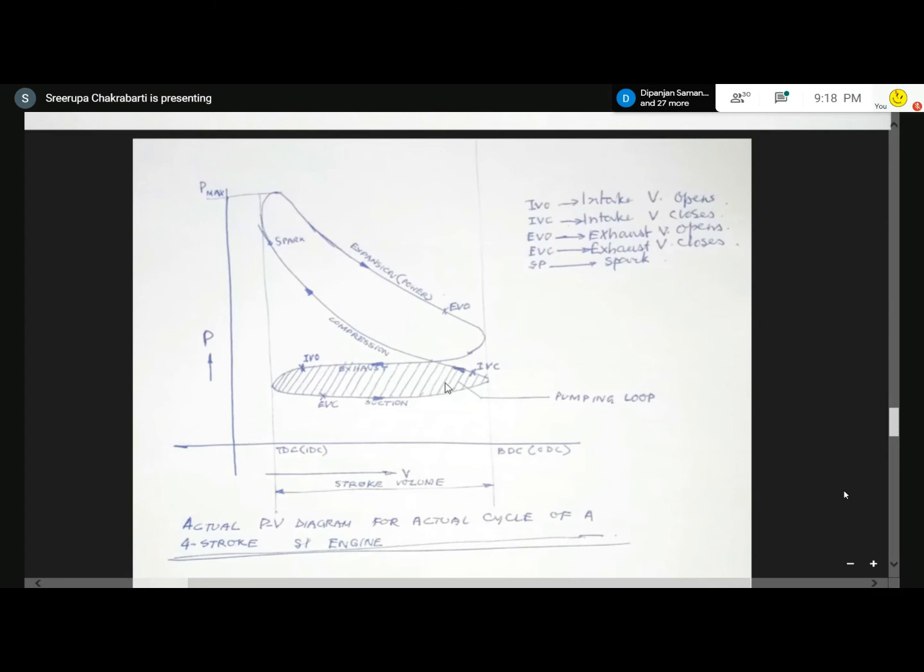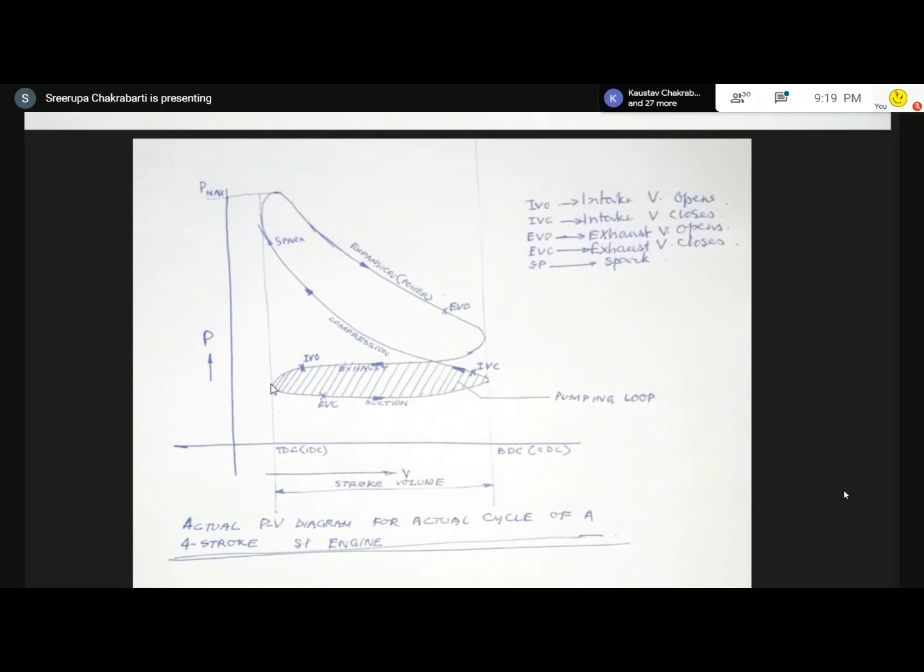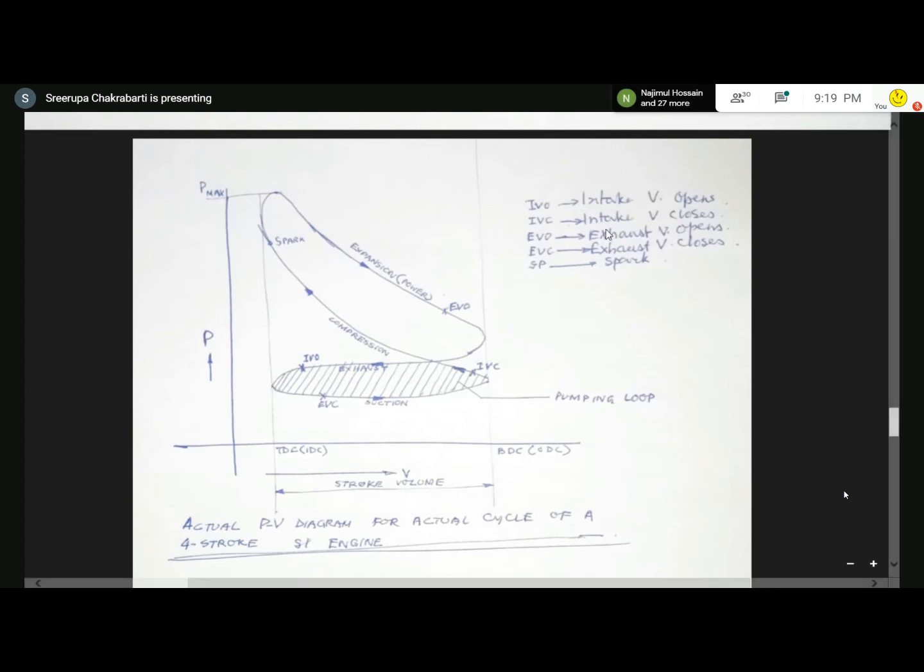For the exhaust to occur, the gas has to be slightly above the atmospheric pressure, so that the gas can come out of the cylinder and come down to the level of atmospheric pressure only at the top dead center position. So that is the end of exhaust. These 4 operations I have written here: suction, compression, expansion, exhaust.